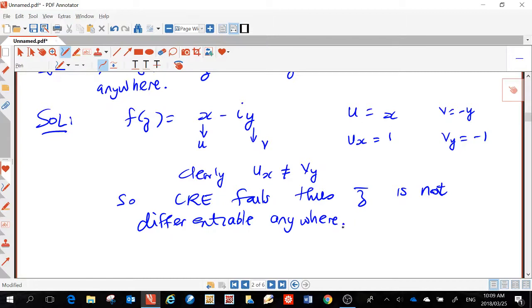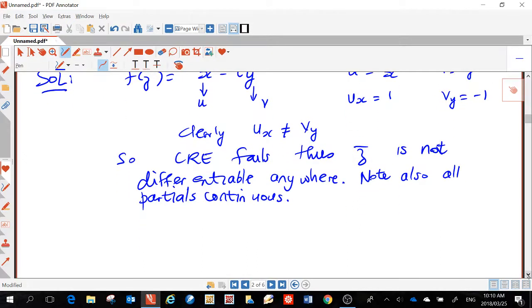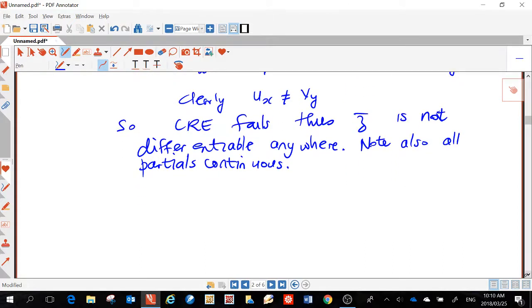Because 1 and minus 1 could never equal each other, there's no possibility for them to actually become equal. So the differentiability doesn't hold anywhere. Note also, all partials are continuous. They are both constant numbers here. But this doesn't help us because the thing has failed at one point. There's no need to go into another point to see if it works there. That's why we're not even considering the other half of the theorem, uy equals minus vx. It's not necessary to test because the thing has already failed. If one part fails, the entire thing fails.